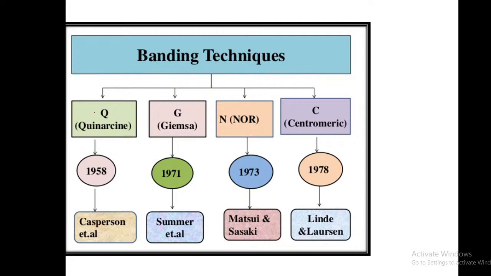One is with the help of quinacridine. This is a stain. Giemsa is another stain. Then these are the two banding patterns which are given in your textbook.